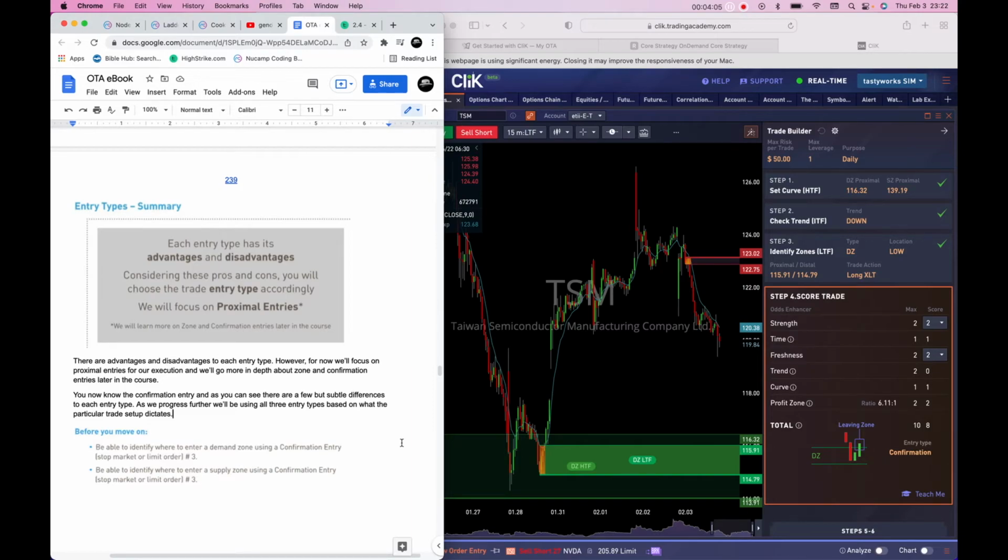You now know the confirmation entry, and as you can see, there are a few but subtle differences to each entry type. As we progress further, we'll be using all three entry types based on what the particular trade setup dictates. Before you move on, be able to identify where to enter a demand zone using a confirmation entry, and be able to identify where to enter a supply zone using a confirmation entry.